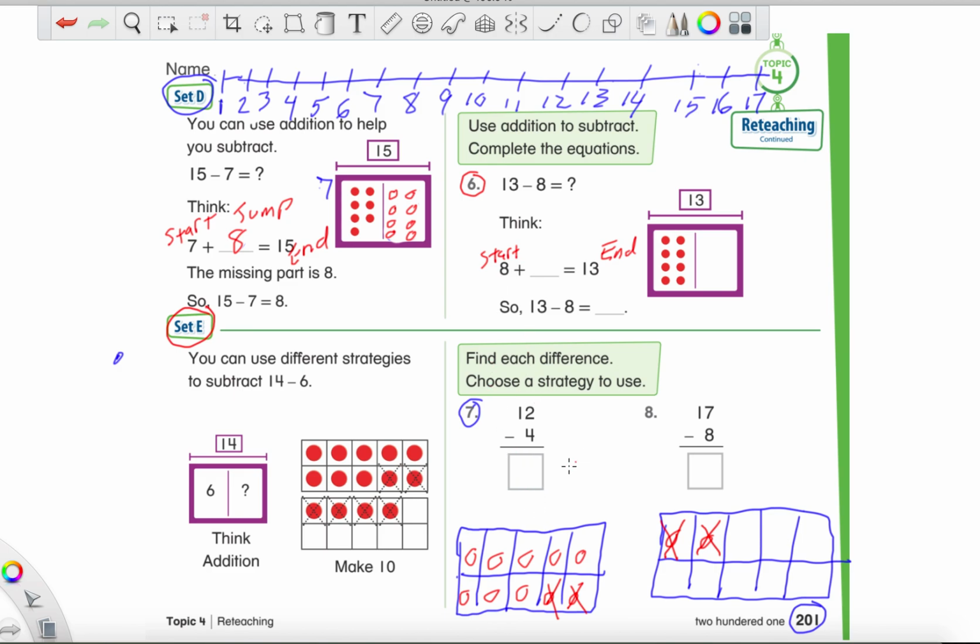If I want to use a number line, it's 12 minus 4, right? So I put a dot on 12, and I make 4 jumps, going backwards, because we're subtracting. 1, 2, 3, and 4. Stop. I landed on 8. Either way, we get 8 for our answer. Now go ahead and try number 8, which is 17 minus 8. Go ahead and try that one on your own.